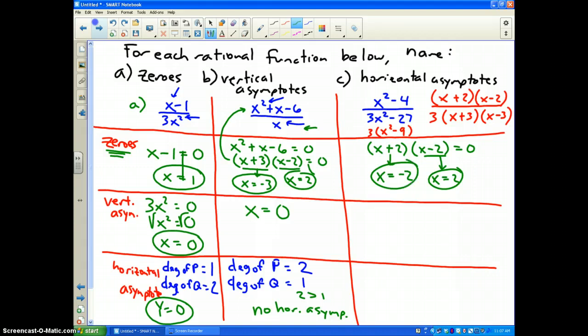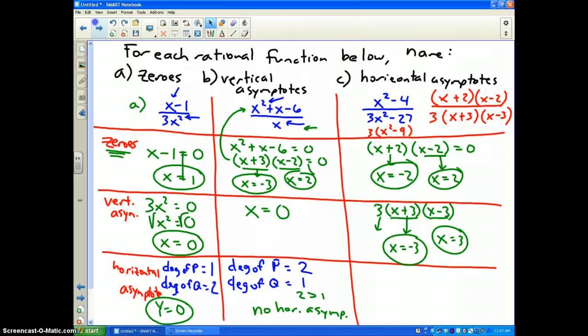The vertical asymptote is where the denominator is equal to 0. This one is going to have two vertical asymptotes. Now the 3 doesn't give us anything. 3 can't equal 0. But this part right here, x equals negative 3 is the first vertical asymptote, and x equals positive 3 would be the second vertical asymptote.